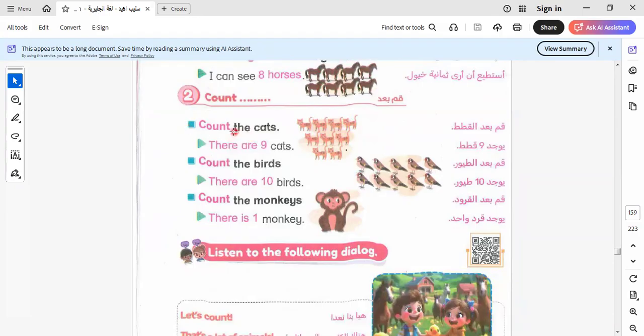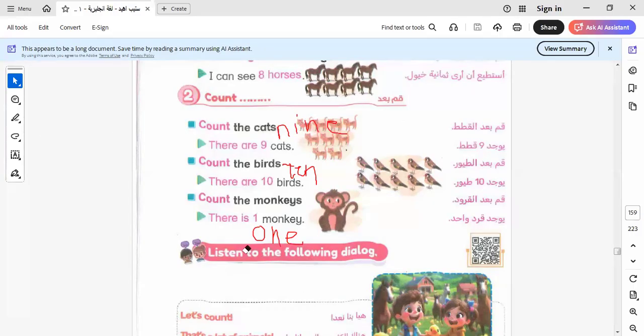When I would like to say how many things there are, we use the verb count. Count the cats. We can count the cats together: 1, 2, 3, 4, 5, 6, 7, 8, 9. So here we write 9 as it is in numbers, and in letters like this. Here we have 10 birds. I can write 10 birds as it is. I can write 1 monkey as it is. So here I write 1, and don't put S on the singular noun.